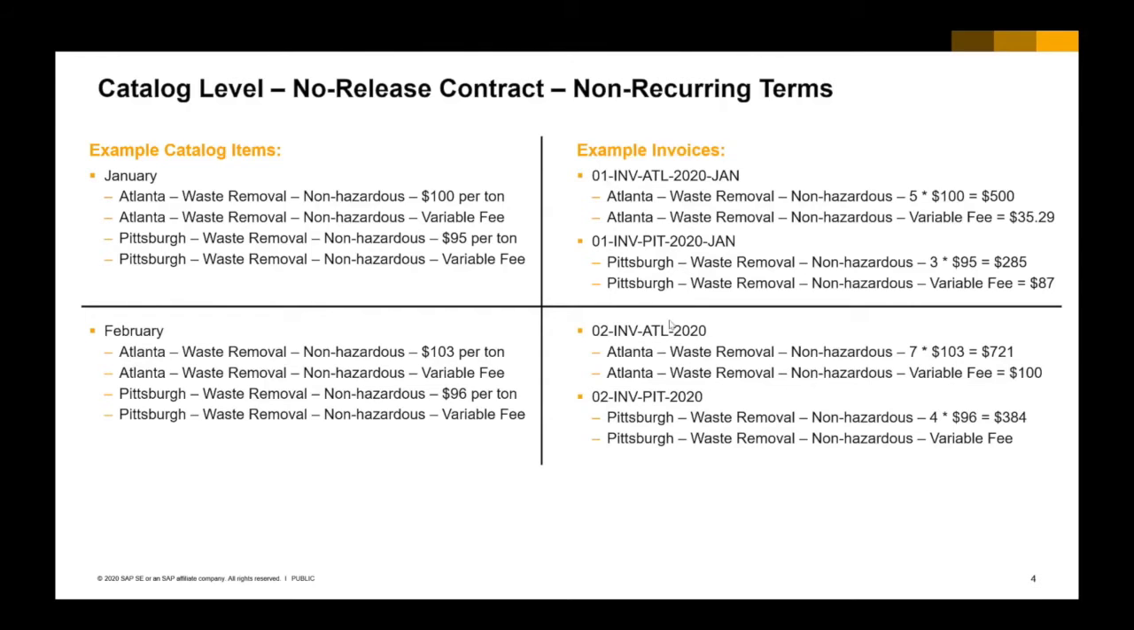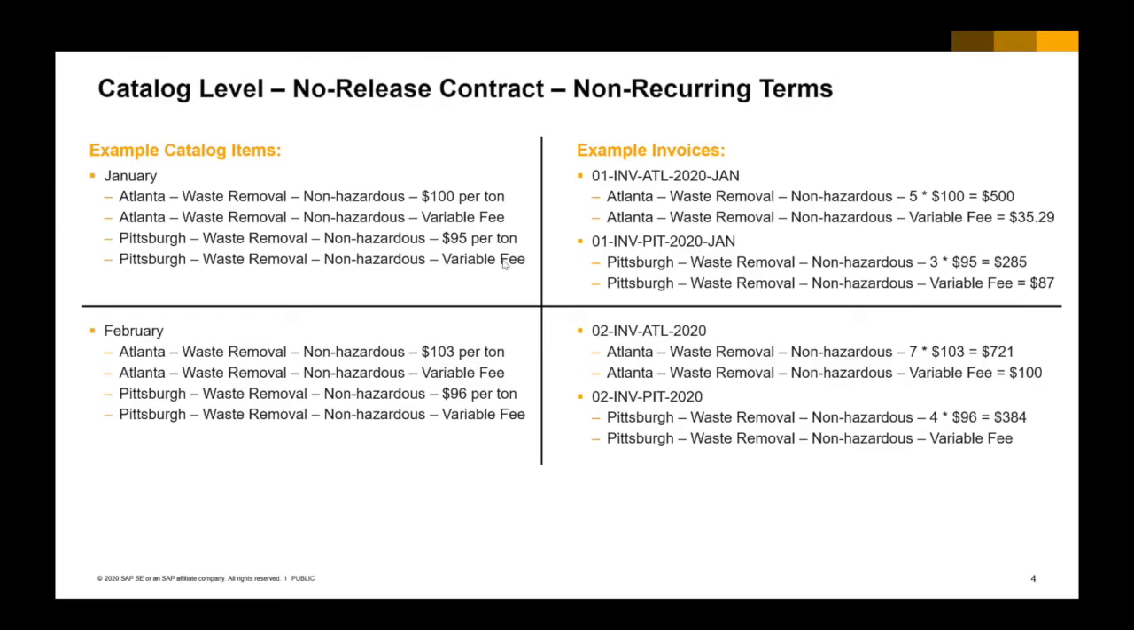And now I'll quickly show some example catalog items and then examples of what the invoices could potentially look like. So in January, we have our catalog loaded that is tied to our contract. We have a line item for our Atlanta location for waste removal at $100 per ton. This price would have been made up of the fixed fee that was negotiated times the index that was used. There's another line item for variable fees. And then our next location, Pittsburgh, has its price per ton and a line item for variable fees as well.